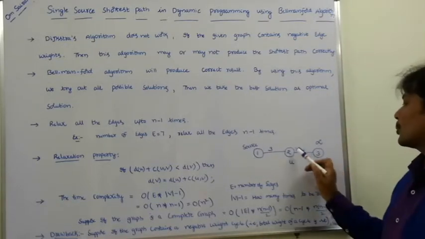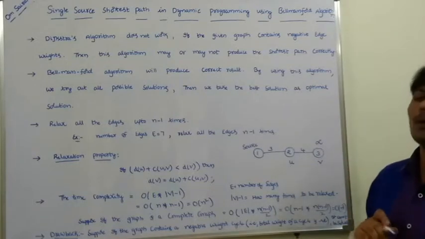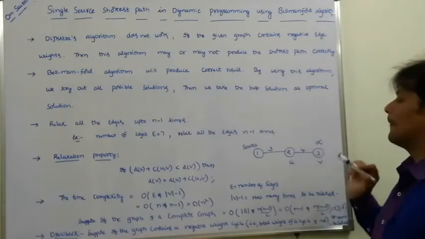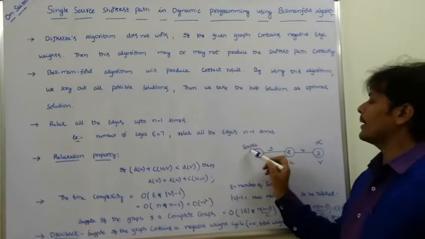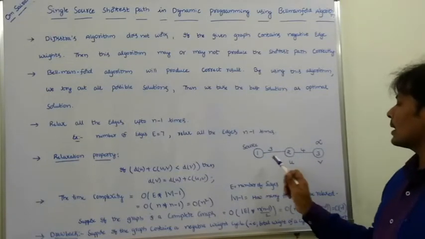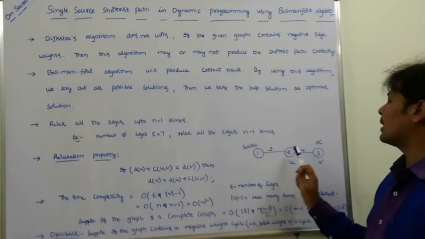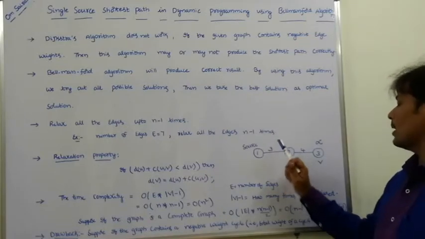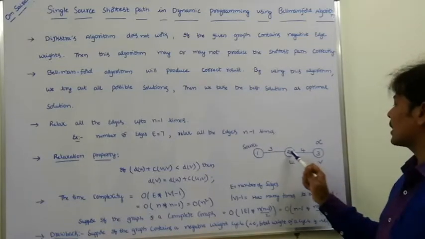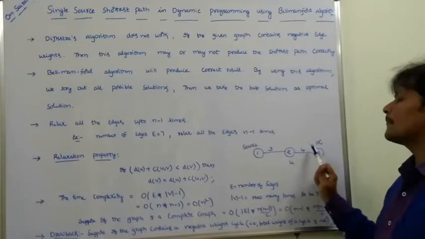Suppose vertex 2 is treated as u, vertex 3 is treated as v, and vertex 1 is treated as the source. What is the distance between vertex 1 and vertex 2? That is 3. What is the distance between vertex 2 and vertex 3? That is 4.